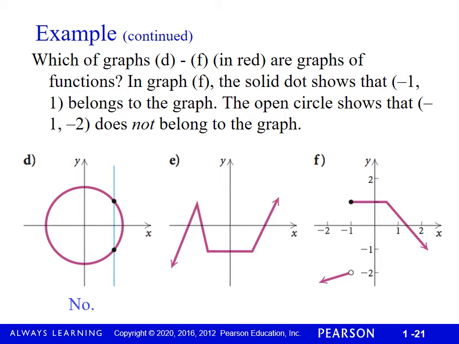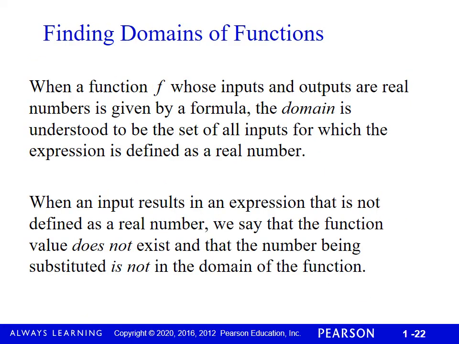In E, that's a little more confusing, but it is indeed a function because a vertical line only touches one point everywhere. F is one that gets a little bit confusing. But remember that when you shade in a dot on a graph, it includes this point. If you have an open circle, it means it does not include it. So if I drew a vertical line down through this, it would go through the open circle, which means that value is not included. So in this case, F is also a function. Okay?